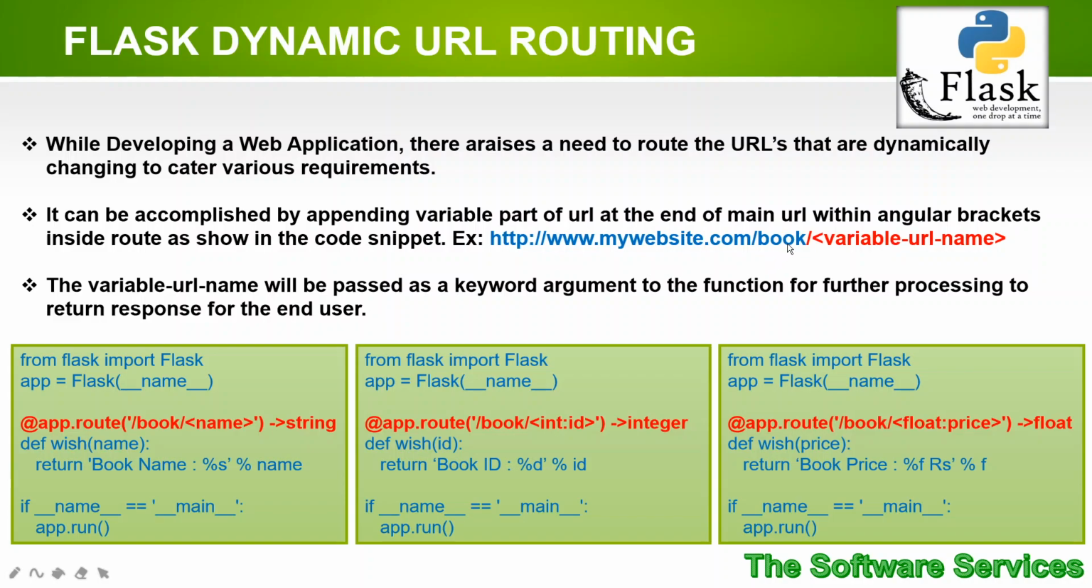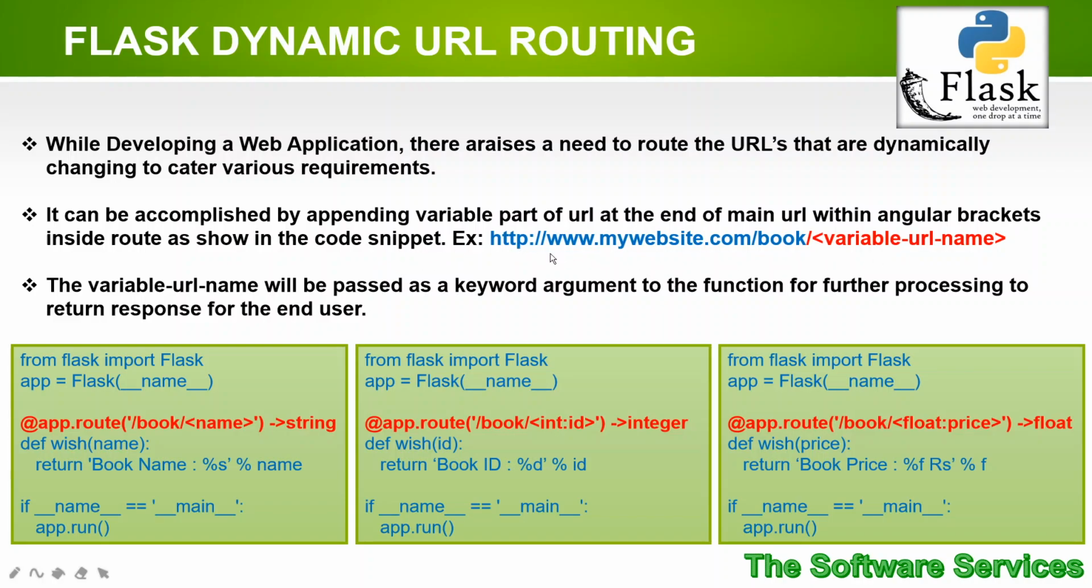For example, what's the book name? The book being the constant, book names will be different, right? And then what's the book ID, right? And what's the book price? Different book names have different book IDs and different prices, right? So this is one example, right? So now how to accomplish URLs like this? Some part is unchanging, some part is changing, and how to route these specific URLs to the functions. That is the topic we are going to discuss.